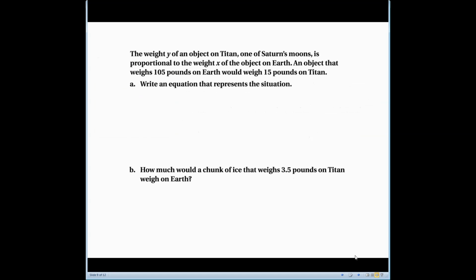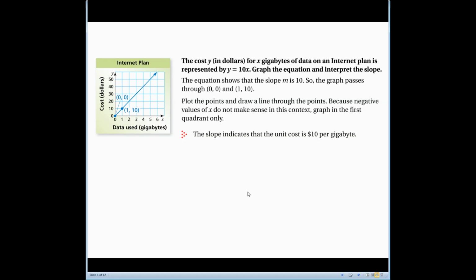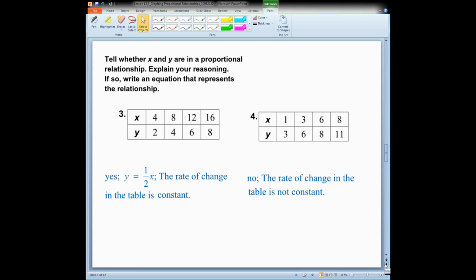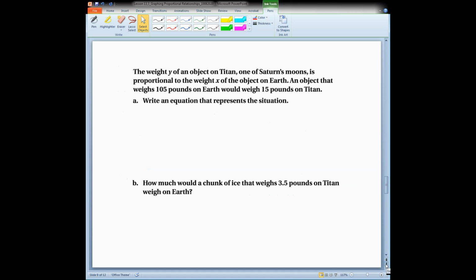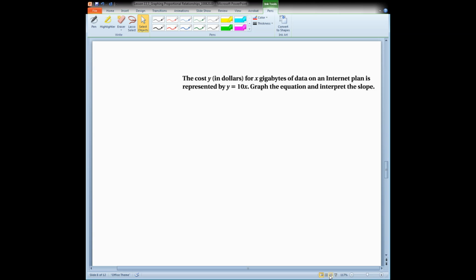Whoops, let me go back. That's what the coordinate 1, 10 is telling you. And I just messed that up. There we go. Sorry about that, I'm hitting the wrong buttons on here.